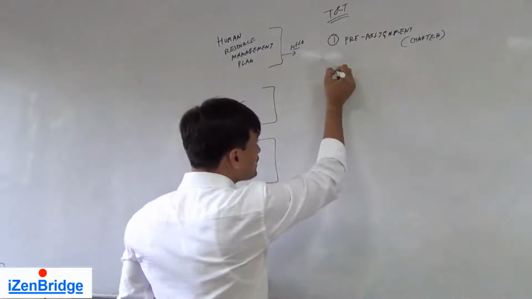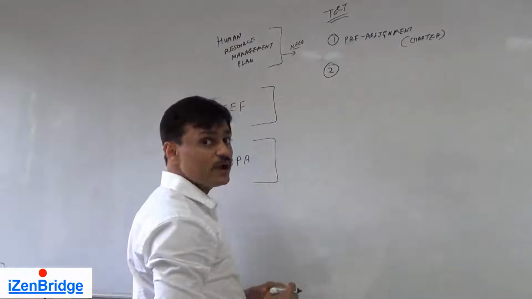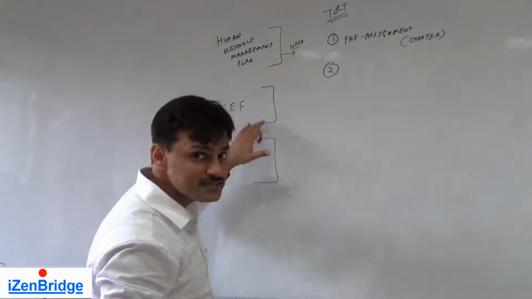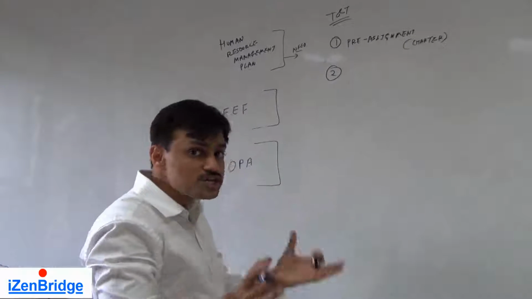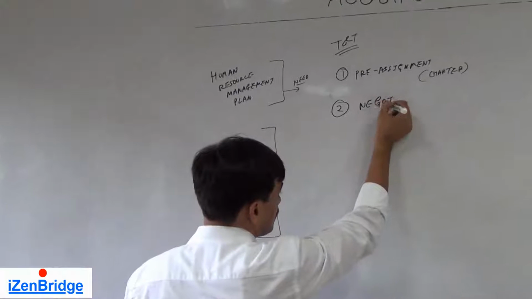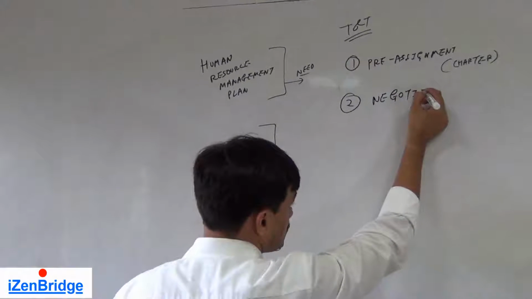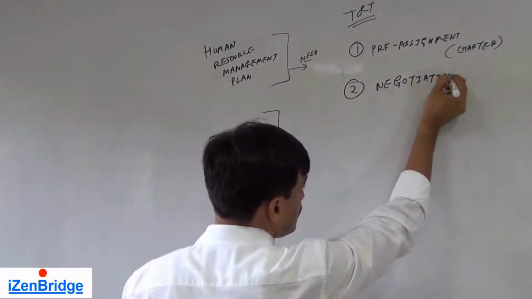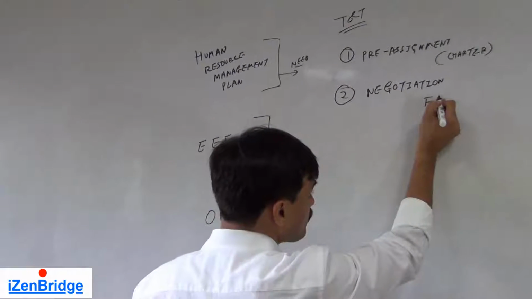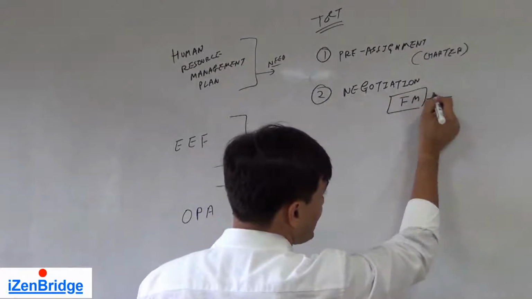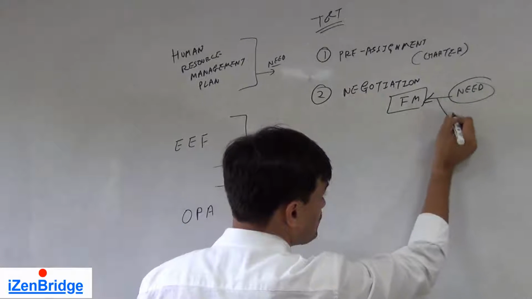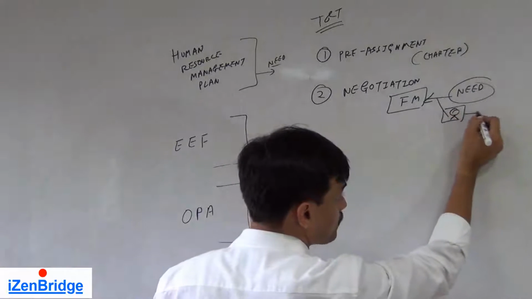The second tool and technique which you can use is negotiation. You negotiate with your enterprise environmental factor. Means you negotiate with your functional bosses. Now negotiation is all about talking to a functional manager, explaining him the need and getting people assigned to your project.